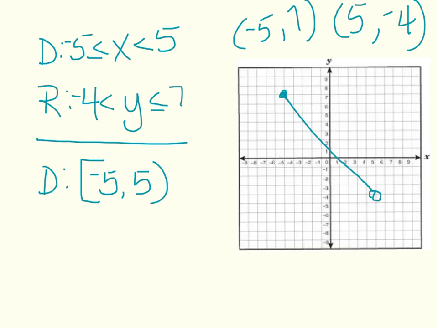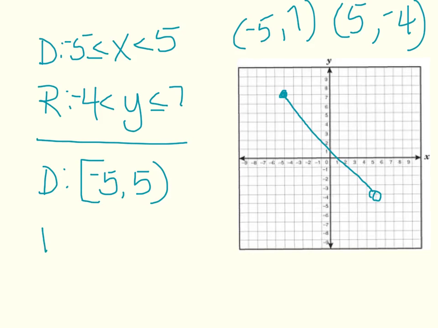Now remember, I like to pretend that there's an x in the middle, and I am saying that x is greater than or equal to negative 5, but less than positive 5. And if you look up above, you've got the same beginning point and the same ending point in inequality notation and in interval notation.